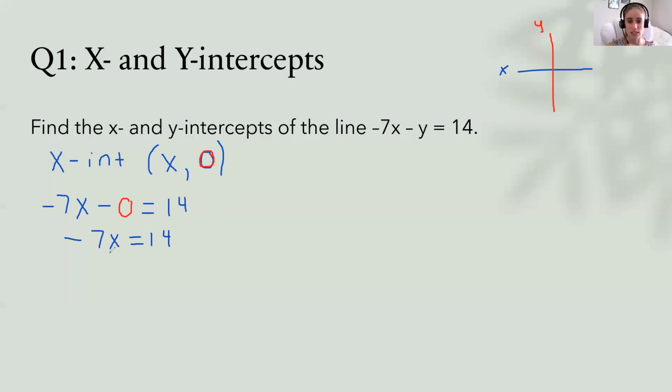To solve that equation, it's negative 7 times x. The inverse of multiplication is division. Negative 7 divided by negative 7 is 1. We're left with 1x. 14 divided by negative 7 would be a negative 2. When your y value is 0, for this equation, your x value is negative 2, meaning our x-intercept is the ordered pair negative 2, 0. And I'm going to be estimating here, but on this line that would be approximately right here, negative 2, 0.